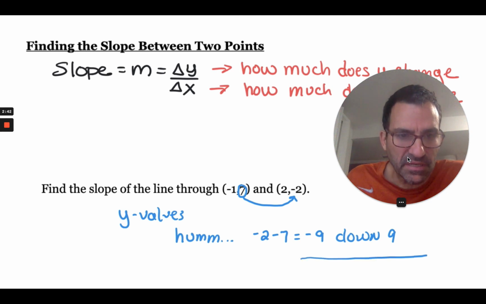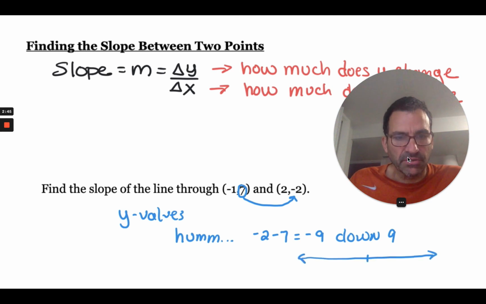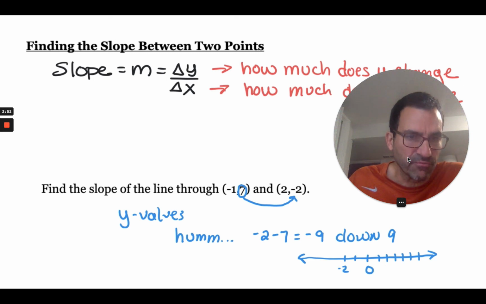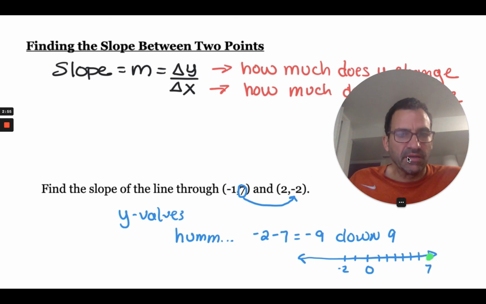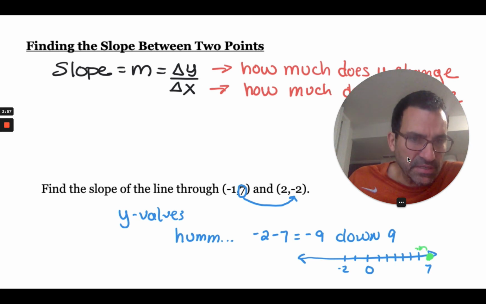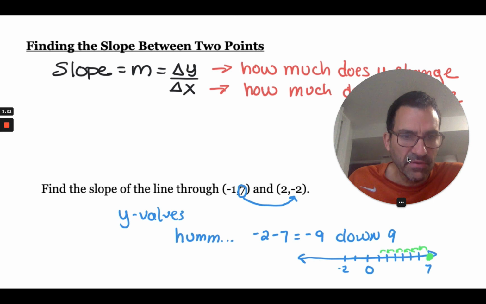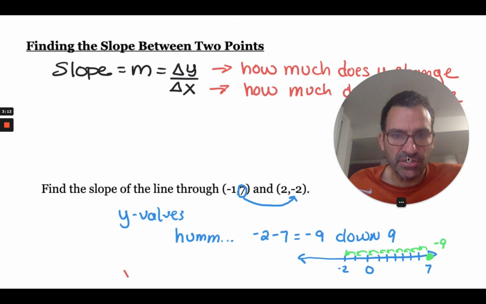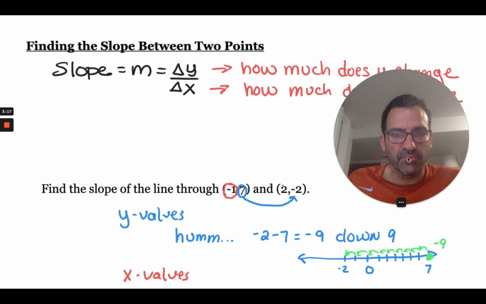I'm going to show how that works on a number line. I'm going to start with 0 and plot the 2 points: negative 2 on the left side, and positive 7 on the right side of 0. Notice that we start at 7, and I'm going down 1, 2, 3, 4, 5, 6, 7, 8, 9. Going down by 9. Now again, I just figured that out using subtraction. You take the second one and subtract the first one, or you could write out a number line.